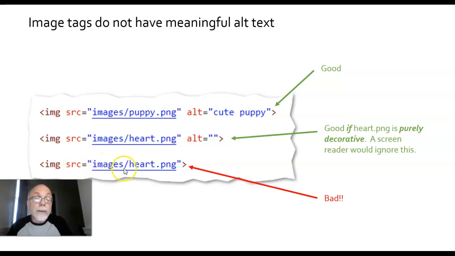And then, of course, the third option here is the bad one. We do not want to see this, right? So we would not want to see this with no alt attribute at all. This is valid HTML, but it's not accessible, right? In terms of the HTML specification, this is okay, but in terms of accessibility, it's not.